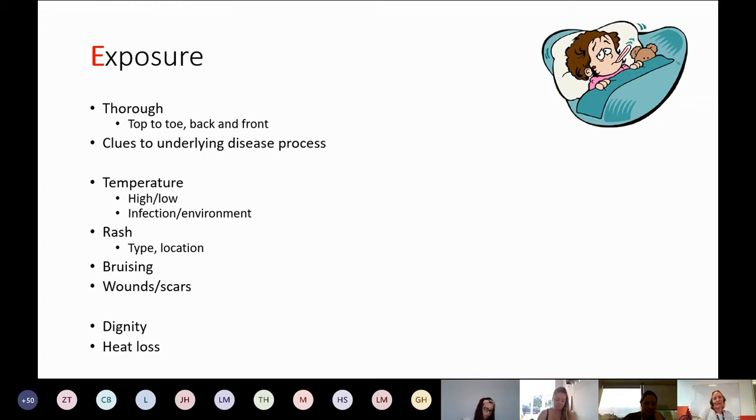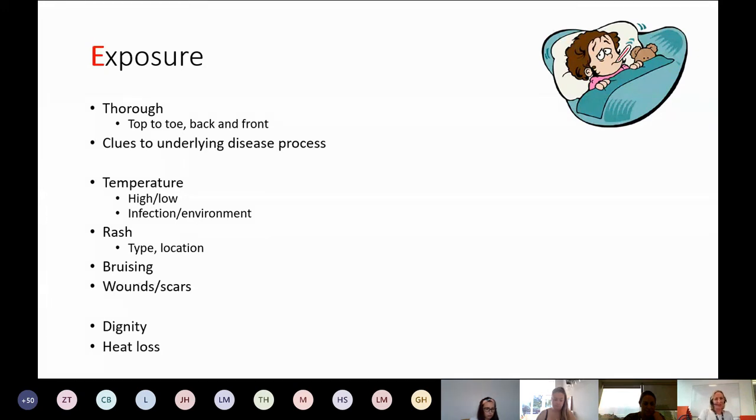Exposure to me is the last bit, when you do your thorough top to toe assessment of your child. We're looking now for any underlying clues to what is underlying in the disease process if we haven't already picked them up. You need to look at the child top to toe, back and front. Things aren't always obviously visible when you're looking at a child in bed with their covers up.